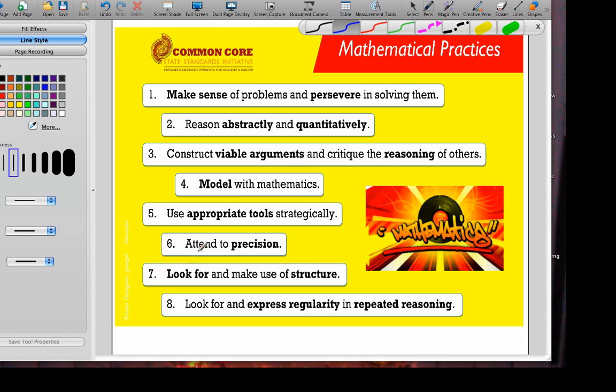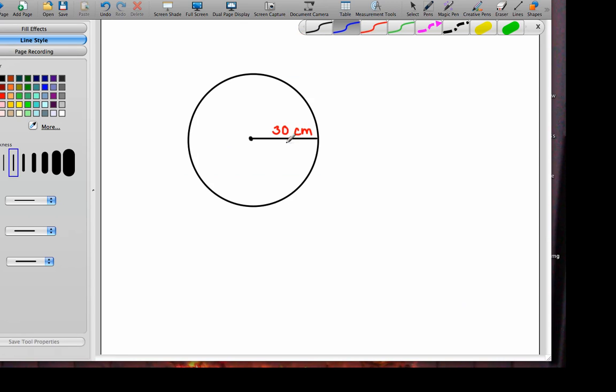All right, the next mathematical practice is to attend to precision. That means to be very precise, be exact. So if the problem asked me to figure out what's the diameter of this circle, given that I have a radius, which is just a line segment that goes from the center point to any point on the circle, and I want to find the diameter. Well, I know that diameter is 2 times the radius. So if I'm trying to find the diameter, I'm just going to plug in. I know the radius equals 30 centimeters.